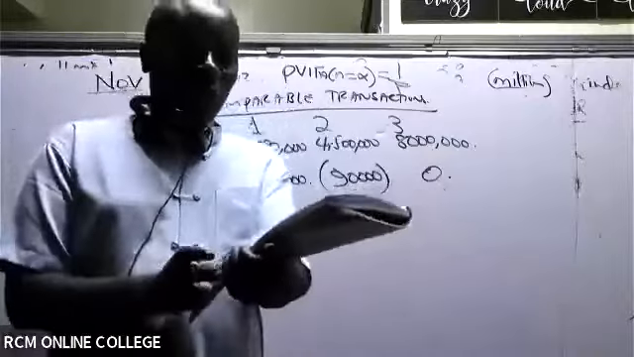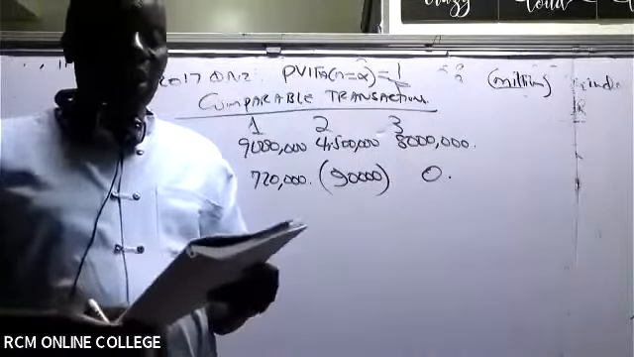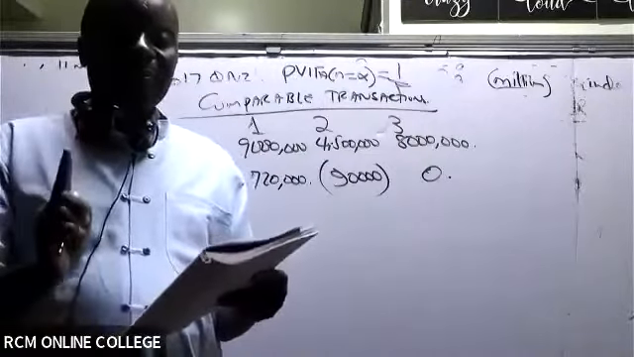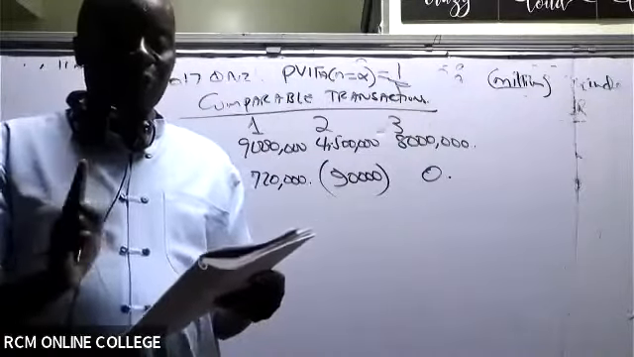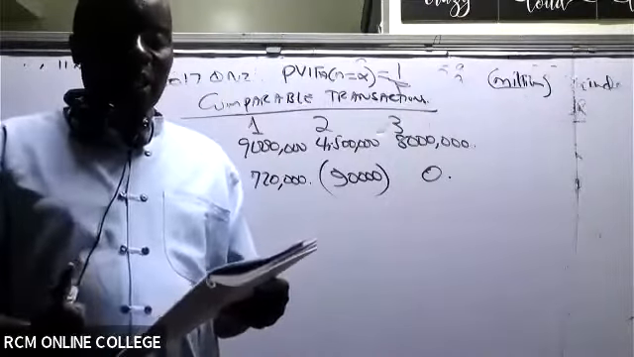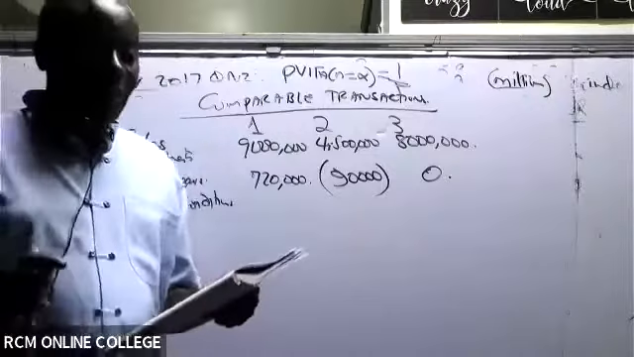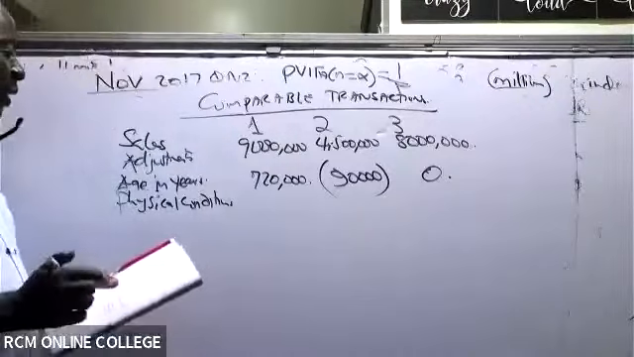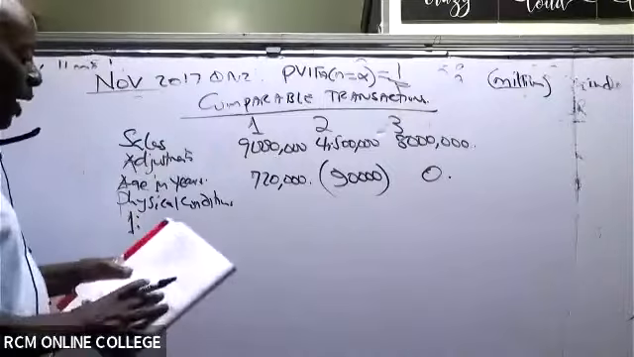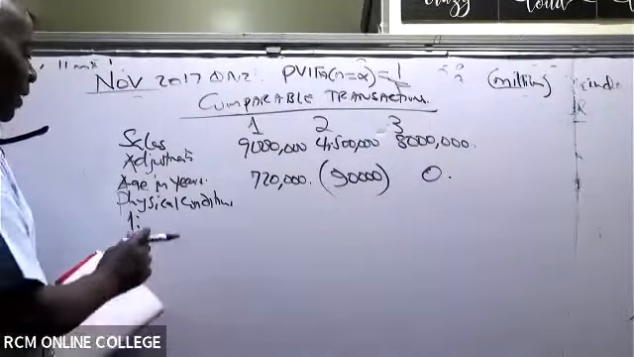So let's look for the note talking about physical condition. Physical condition is note number 2. Condition adjustment: good should be 5%, average is 0, and poor is 5% negative. So let's start with property 1. What are they telling us? That property 1 is 5%.